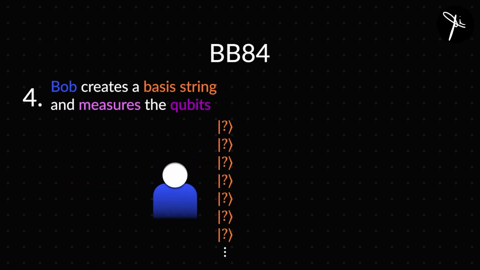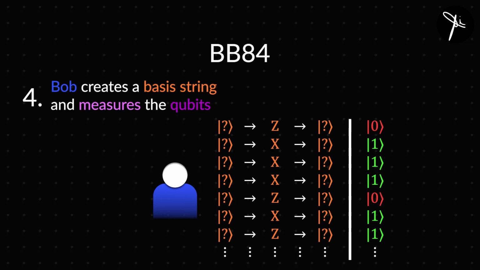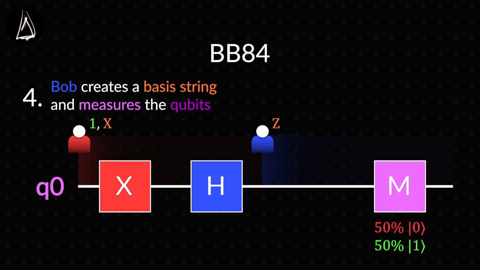Step 4. Bob takes the qubits he received, creates his own random basis string, and applies a basis to each corresponding qubit. Then he measures all the qubits, giving him a string of bits. If Bob and Alice apply the same basis to the same qubit, Bob will measure the correct bit value. However, if Bob chooses the wrong basis, the qubit will be in a superposition and collapse randomly into the 0 or 1 state.